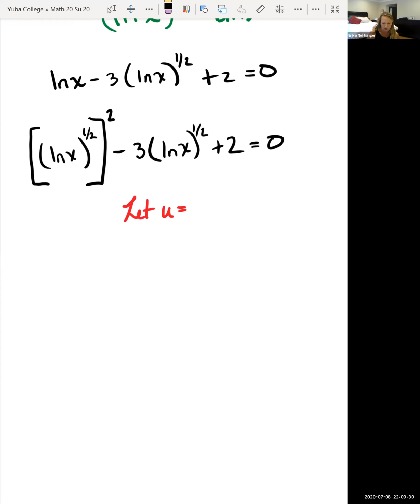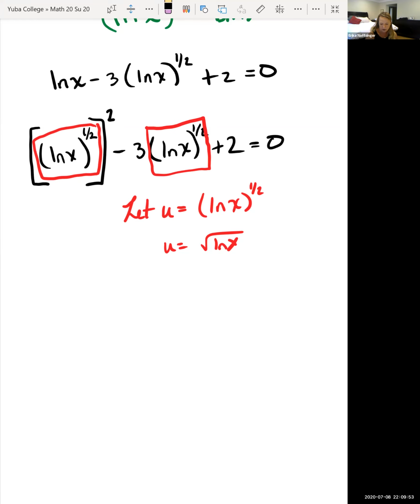So u equals ln of x to the 1/2, or if you want to write it as u equals the square root of the natural log of x, either way. So wherever we see that, we're going to go back in and replace it with u. I see it here and I see it here. So rewriting that with a u in there.